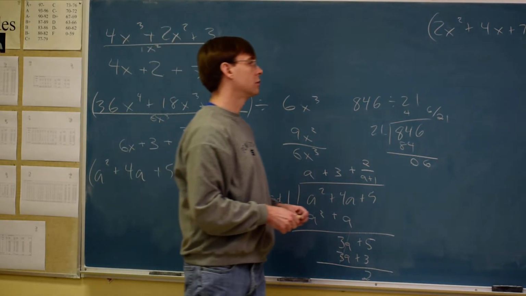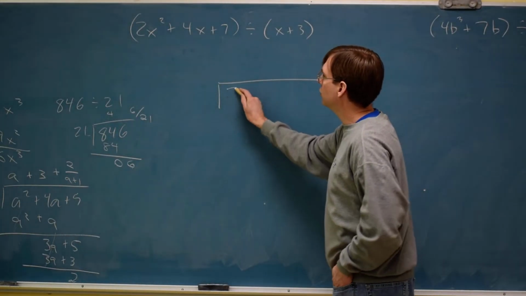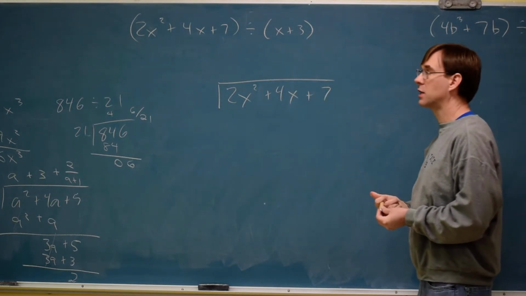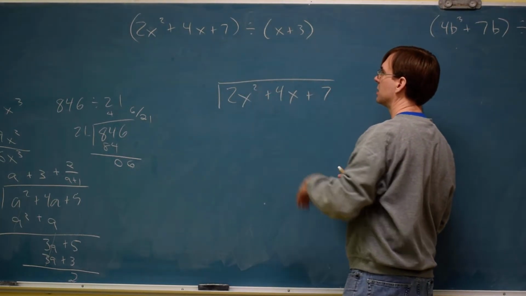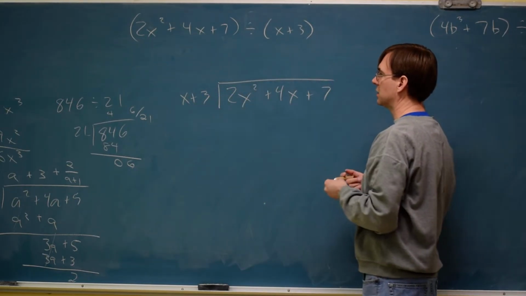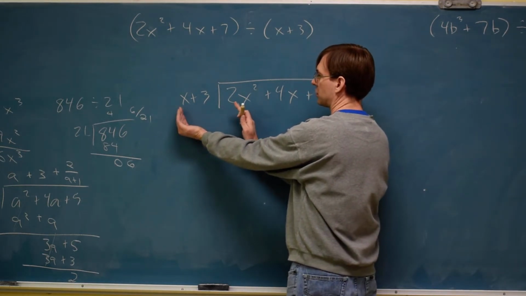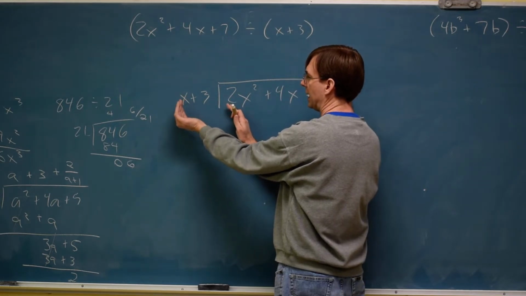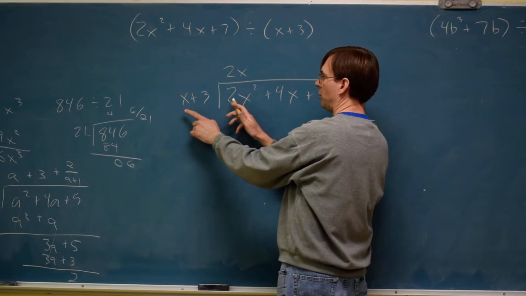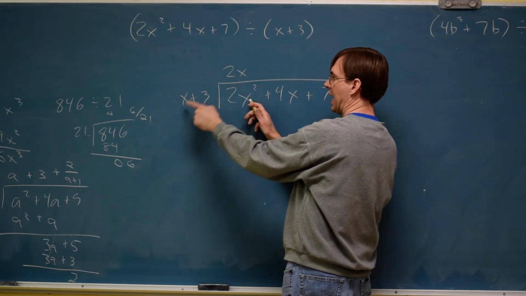We'll do 2 more of those. So this one, I'm going to go 2x squared plus 4x plus 7 in the box. The first item goes in the box as the dividend. X plus 3 goes out of the box as the divisor. And then we're going to divide, always focusing on the leaders. If 2x squared divides x, that's going to get me a 2 and an x. Because 2 divides 1 to get 2, x squared divides x to make x.